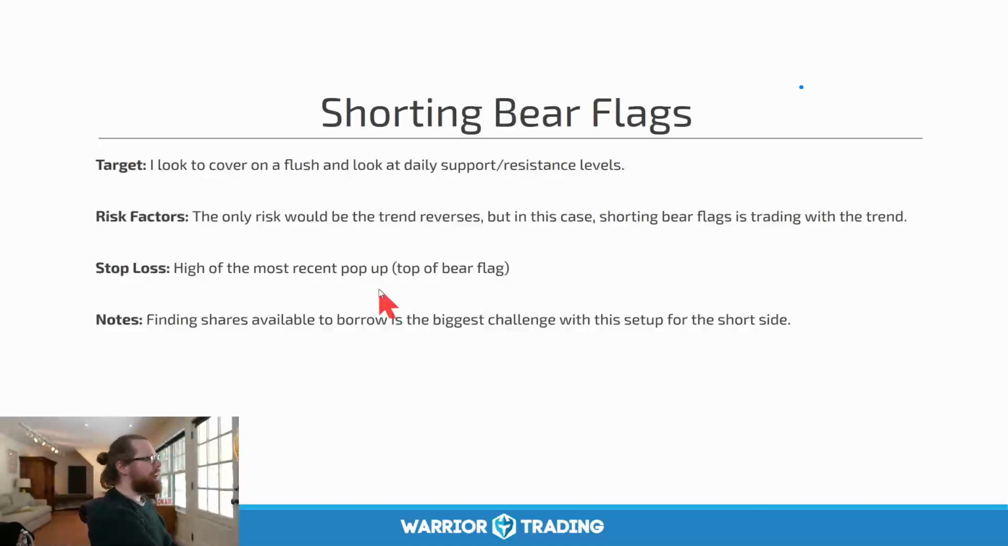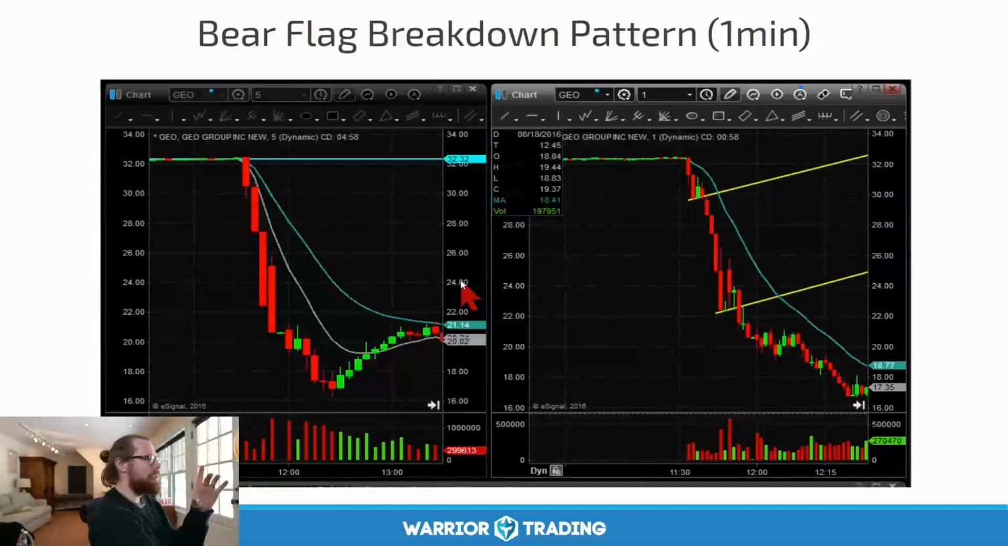Stop loss: high of the most recent pops, or the top of that bear flag consolidation. So here's an example on Geo. Clearly we had news that came out, right? That was obviously what caused this sudden drop from $32 to $16. This is very similar to what we had on Workhorse.